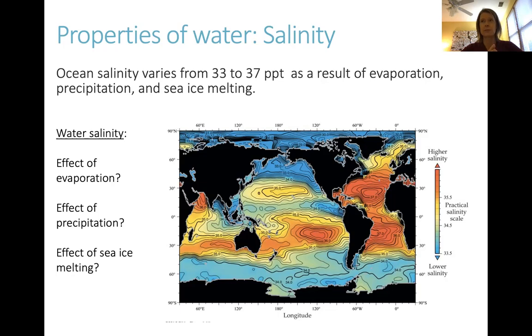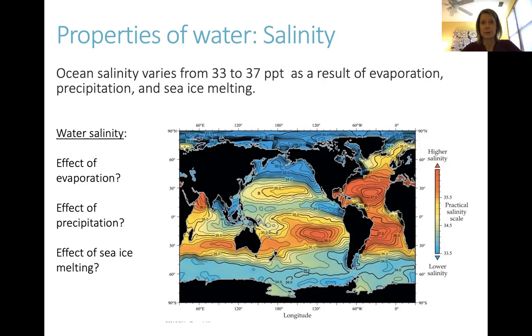And we'll talk about this in relation in the next lecture again on Thursday. We'll talk about this in relation to the Great Salt Lake, which is a good example, the Dead Sea, some really salty places. We'll talk about how evaporation is affecting that. So more evaporation, higher salinity. So it's a direct relationship there.